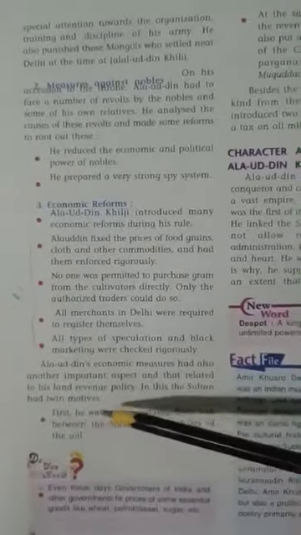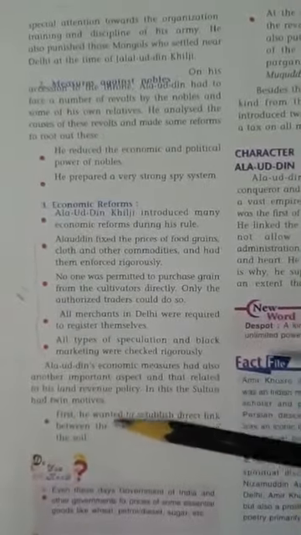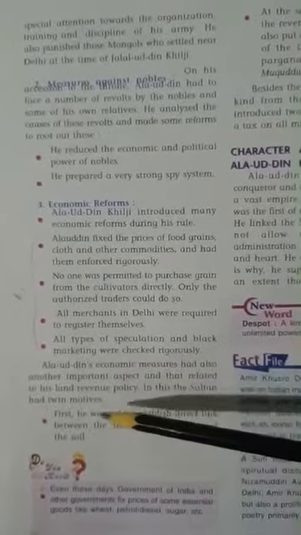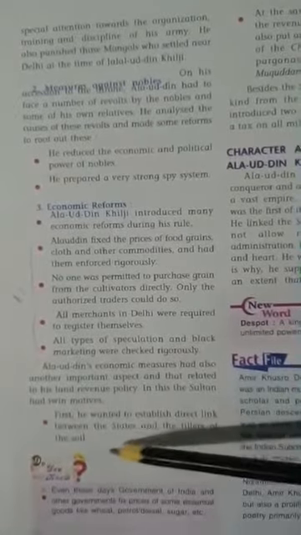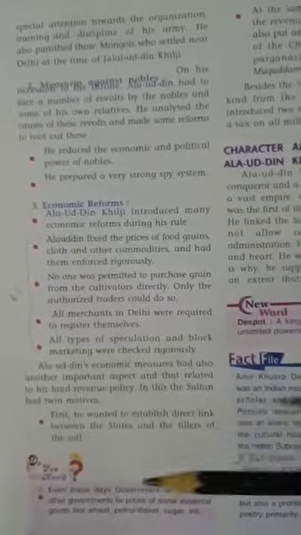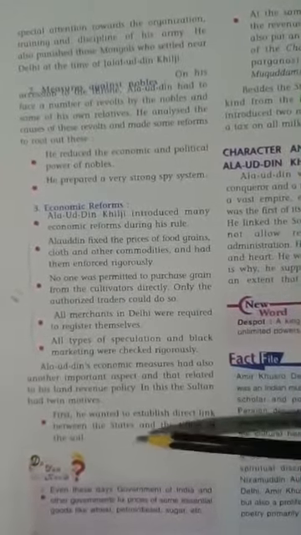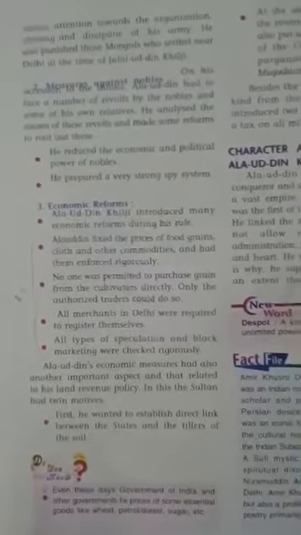Alauddin's economic measures also had an important aspect, which related to his land revenue policy. In this, the Sultan had twin motives. So why did he do these economic reforms? First, he wanted to establish a direct link between the state and the tillers of the soil, that is, the farmers.